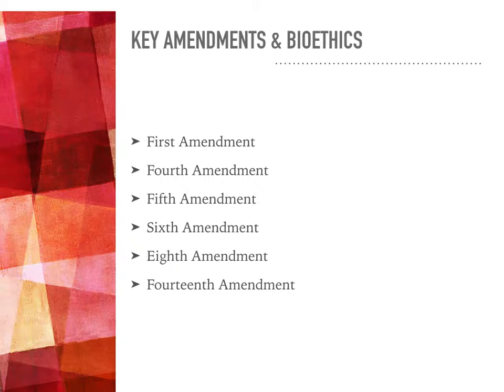So this class is about bioethics. We're going to discuss the amendments that are often discussed within the field of bioethics. Those are the 1st, the 4th, the 5th, the 6th, and the 8th. And we're also going to discuss the 14th since it extends certain rights to the states and is part of the big picture. When you read these amendments as part of this week's assignment, think about how they might inform bioethical decision-making in the healthcare delivery system.